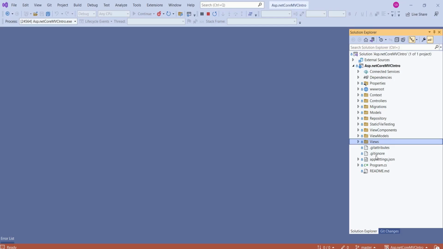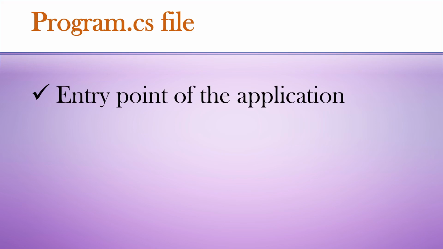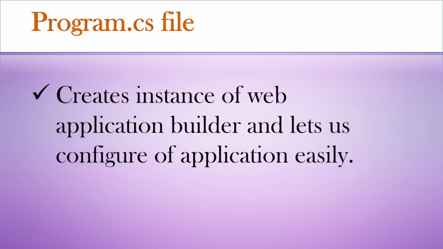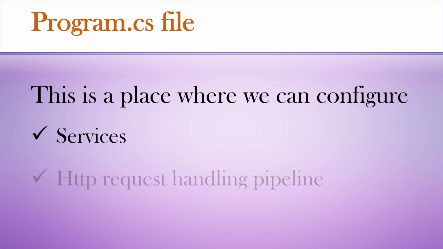Talking about program.cs file, this is very important file in ASP.NET Core application. This is our project structure. Here at the bottom, you can find program.cs file. First important thing is this is the entry point of the application. That means execution starts from this file. Next is it creates instance of web application builder and lets us configure our application easily. We'll see this practically. And this is a place where we can configure services and HTTP request handling pipeline.